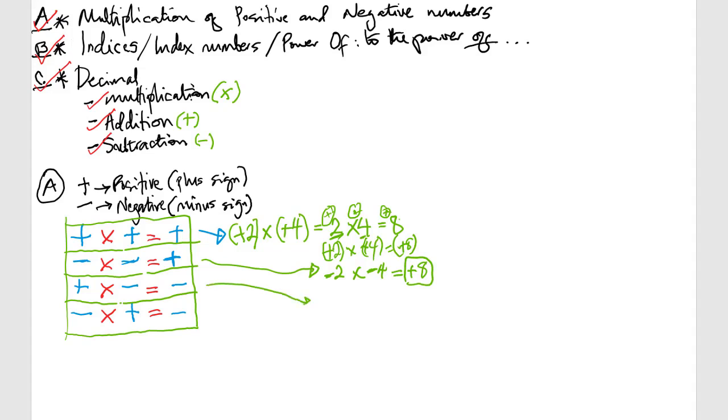From this example, the third one, you have plus 2 times minus 4. Remember this rule, plus times minus will give you a negative answer. So minus 8. And minus 2 times plus 4 will give you minus 8 as well. So you can see the differences.